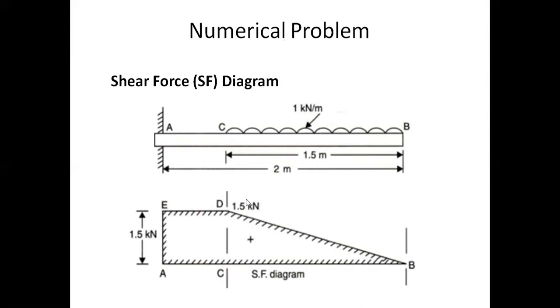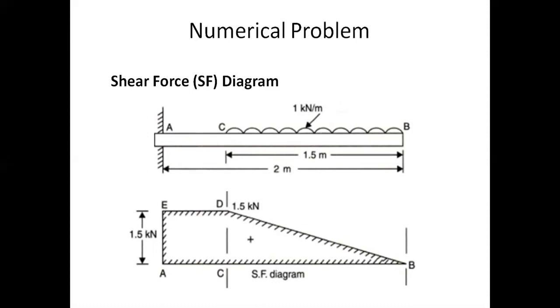Therefore, from 0 to 1.5 kilonewtons, we have to join these 2 points with a straight line. Here you have a horizontal line because there is no load. The same shear force will be here. Therefore, from D to E, you have a horizontal line. This gives the shear force diagram, and it is indicated with a positive sign because for the right section we take the downward force as positive. This is the shear force diagram.